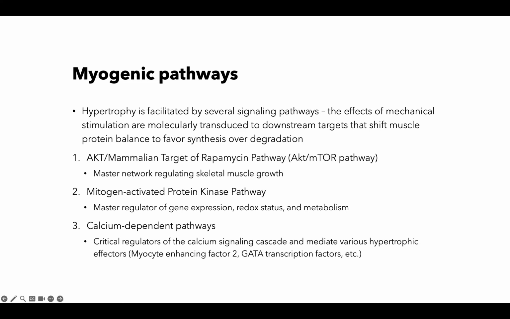The mitogen activated protein kinase pathway is considered a master regulator of gene expression, as well as redox status and metabolism. When thinking about this pathway specific to exercise-induced skeletal muscle hypertrophy, it has been shown to link cellular stress with an adaptive response in myocytes, modulating growth and differentiation. And then the calcium-dependent pathways, we have various types, many of which have been implicated in the regulation of muscle hypertrophy.